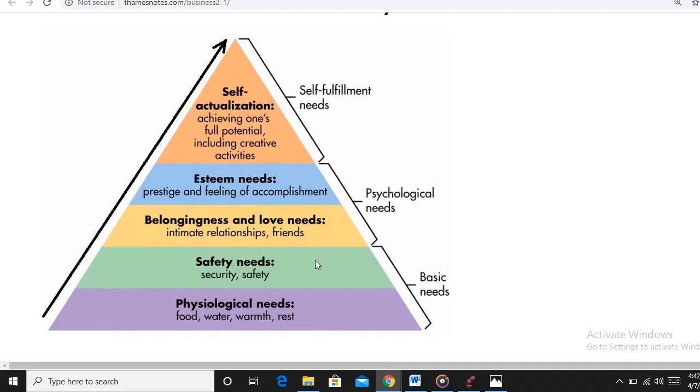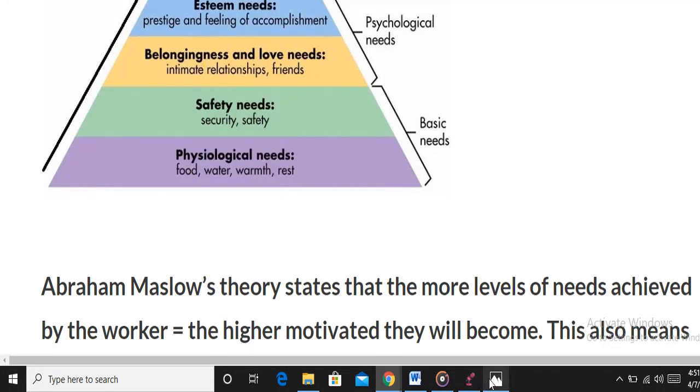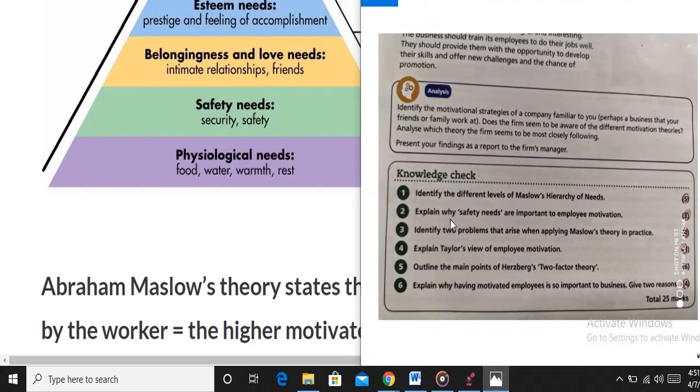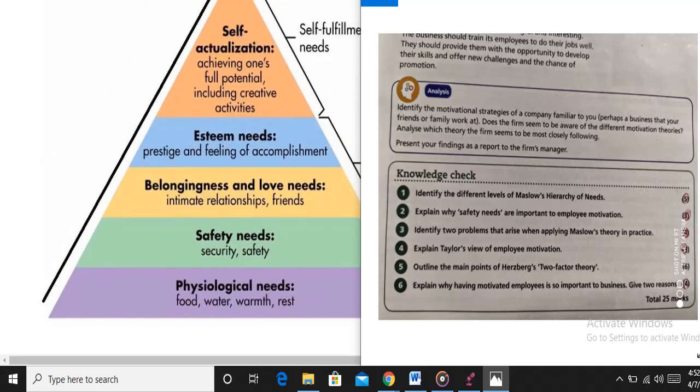So this is the answer for question 1. Let's head to question number 2. Okay, for question number 2, which is related to the explanation of why safety needs are important to employee motivation. In Maslow's hierarchy of needs, as you can see here, just give me a second.